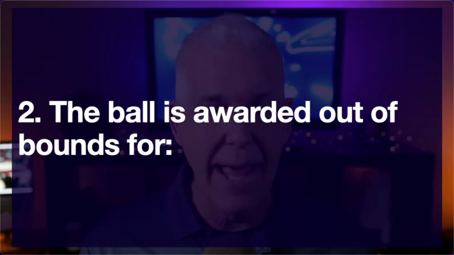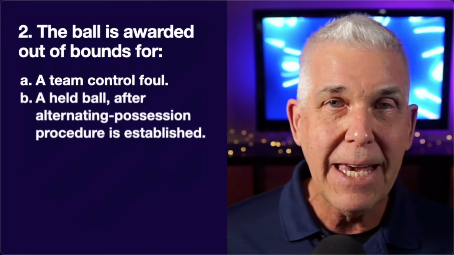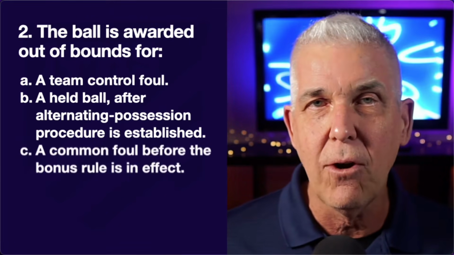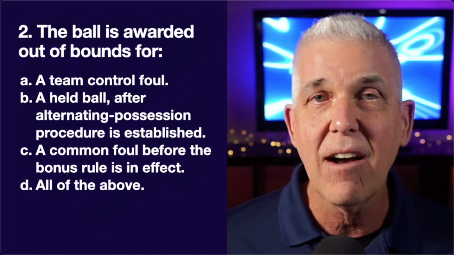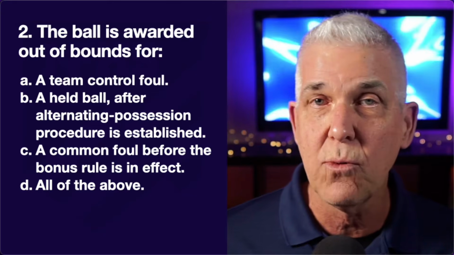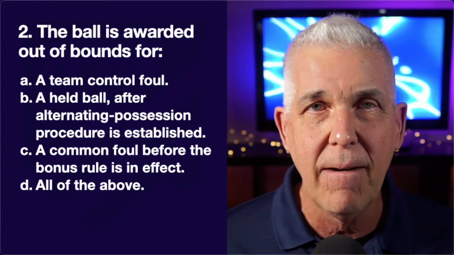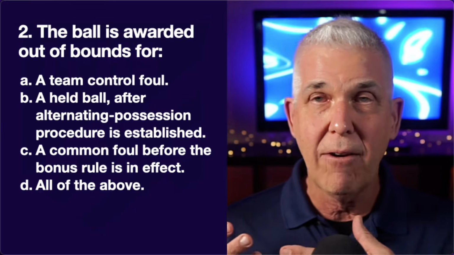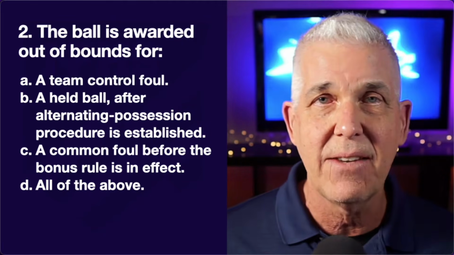The ball is awarded out of bounds for A, a team control foul, B, a held ball after alternating possession procedure is established, C, a common foul before the bonus rule is in effect, or D, all of the above. The ball is awarded out of bounds. We will have a throw-in following which of these activities?